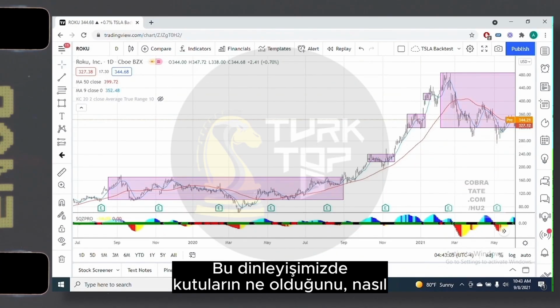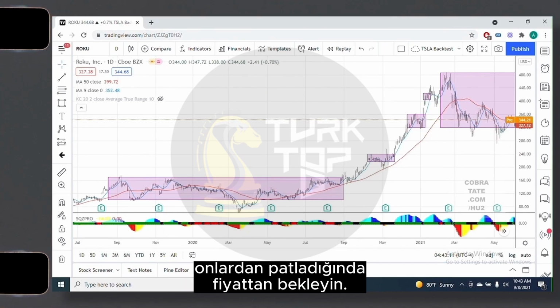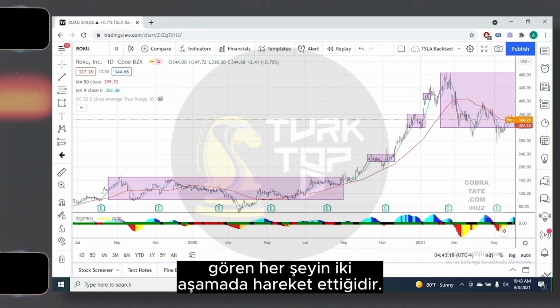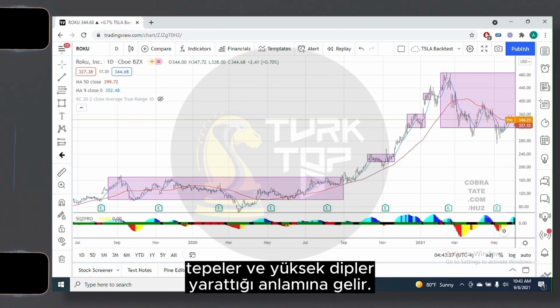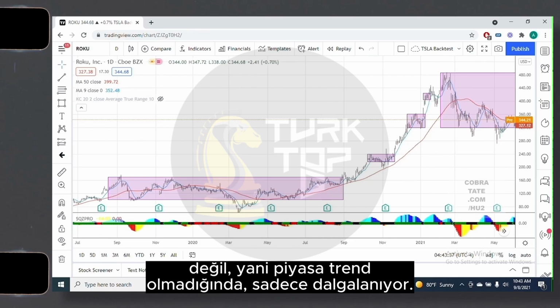In this lesson, we're going to understand what boxes are, how to draw them, and what to expect from the price when it breaks out of them. So first thing we need to understand clearly is that every single thing that trades in the market moves in two phases. Either the price is trending, which means it's creating a series of higher highs and higher lows, or lower highs and lower lows, or it's non-trending, which is whenever the market is not trending, it's just chopping around.